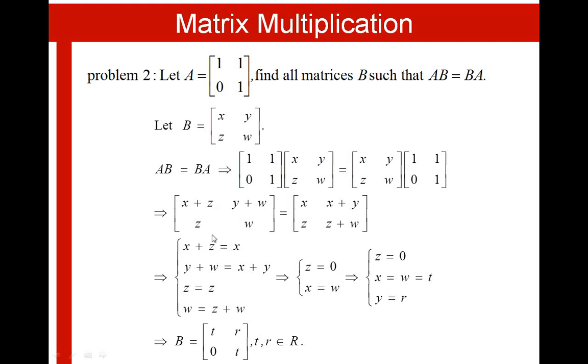So if we present the equality of the corresponding elements, we obtain a system of 4 equations and 4 unknowns. If we summarize this, we obtain z is equal to 0, x equal to w. Therefore, as a summary, z is equal to 0, x equal to w equal to t, and y is equal to r. So in general, any matrix that has this form here, t r 0 t, where t and r belong to R, can produce this equality, AB is equal to BA. Any other one does not make this equality hold.